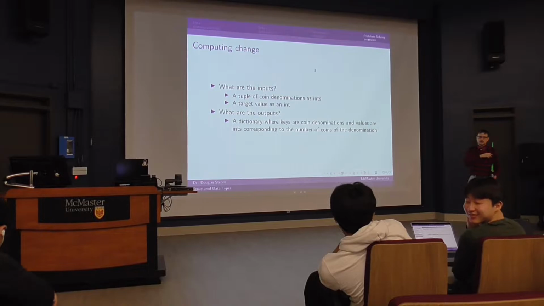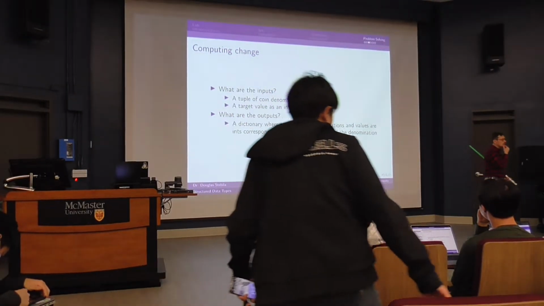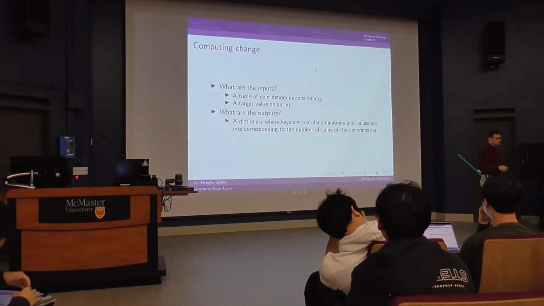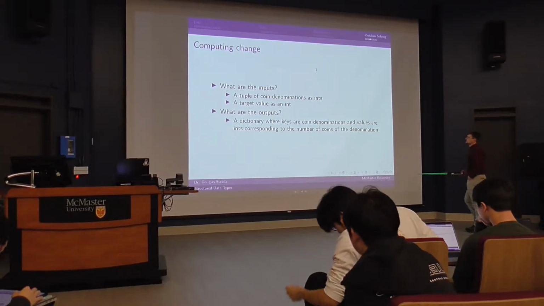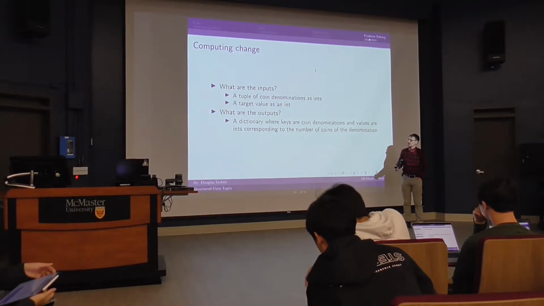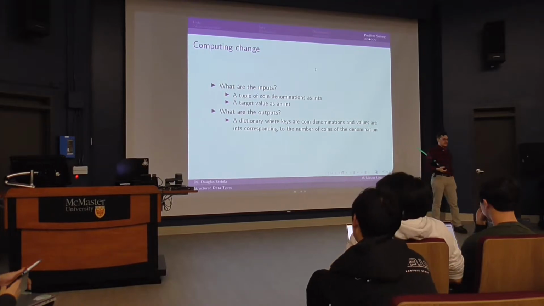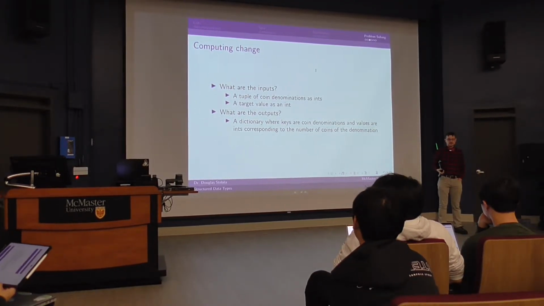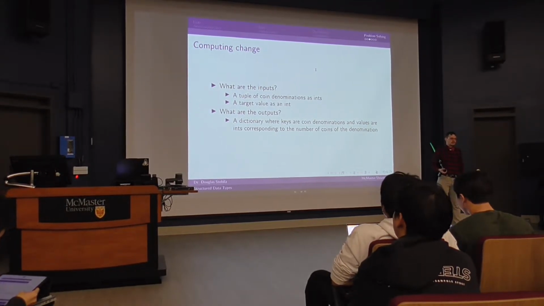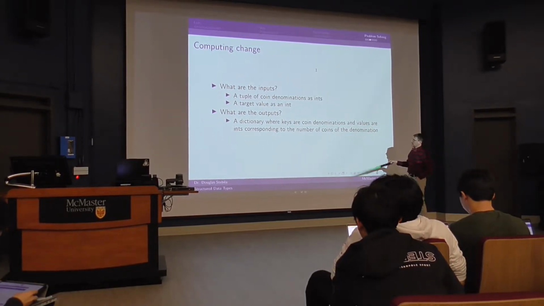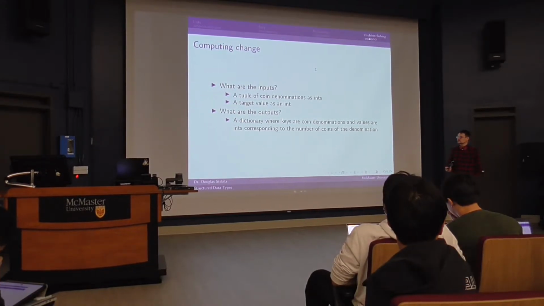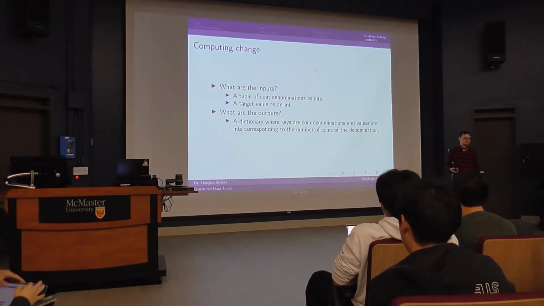if we were to formulate this as a function in Python, we must be concerned with what our inputs are and what our outputs are. So we shall say our inputs to this function will be a tuple of coin denominations expressed as integers and a target value also expressed as an integer. Technically, these are unsigned integers, as it's not possible to have a negative target value. Our output will be a dictionary where the keys are the coin denominations and the values are the number of coins in the denomination. Make sense?